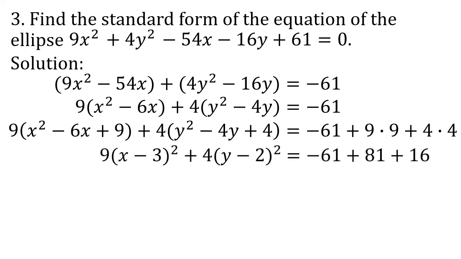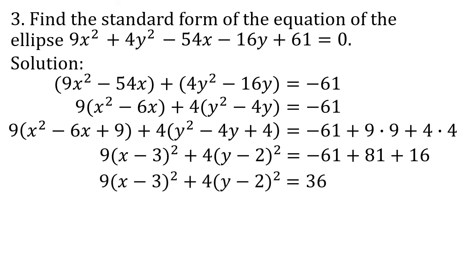And let's try to simplify. Since x squared minus 6x plus 9 is already a perfect square trinomial, we can express it as x minus 3 squared. Y squared minus 4y plus 4 is also a perfect square trinomial. Let us express it as y minus 2 squared. That's why we have here 9 times x minus 3 squared plus 4 times y minus 2 squared equals negative 61 plus 81 plus 16. So just continue simplifying the left side and the right side of the equation. So now we have 9 times x minus 3 squared plus 4 times y minus 2 squared equals 36.